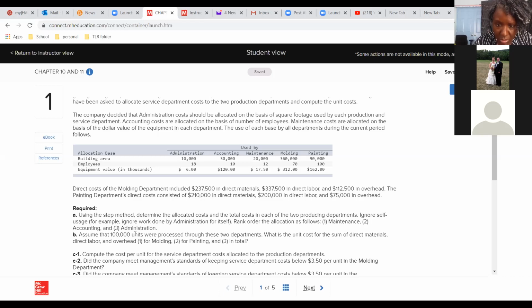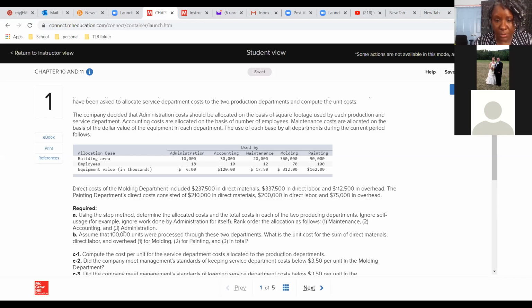$120 plus $312 plus $162. I'm off by $6. Oh, there we go. Okay.